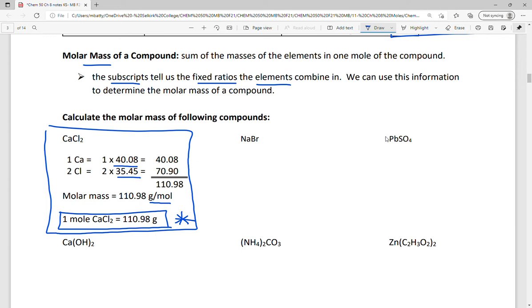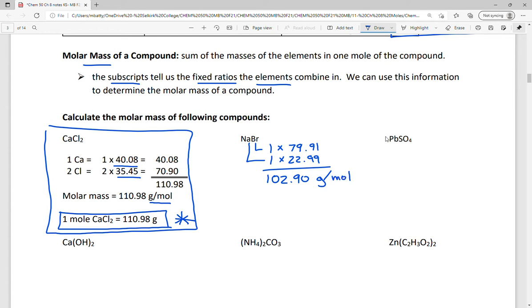I tend to always do this in the same way, and you don't have to do it this way. So in sodium bromide, I'd have 1 atom of bromine, which is 79.91, and pull that from the periodic table, and 1 mole of sodium atoms, making that leap from an individual number of atoms to the fixed ratio and the total of a mole. So we end up with a molar mass of 102.90 grams per mole.